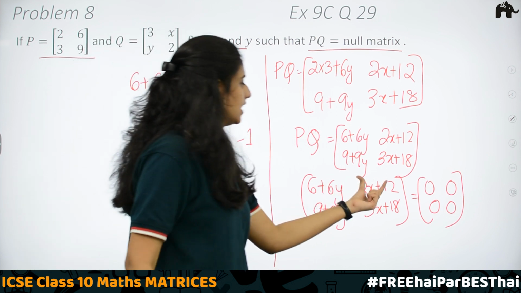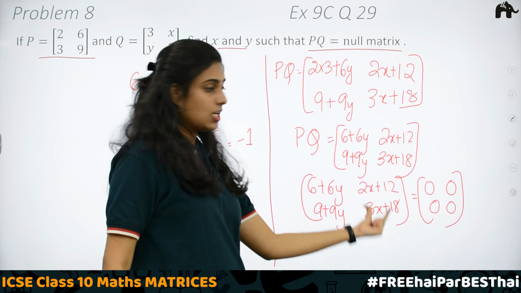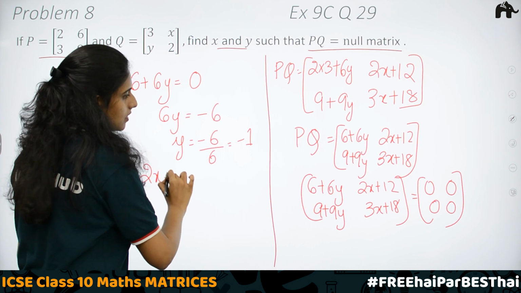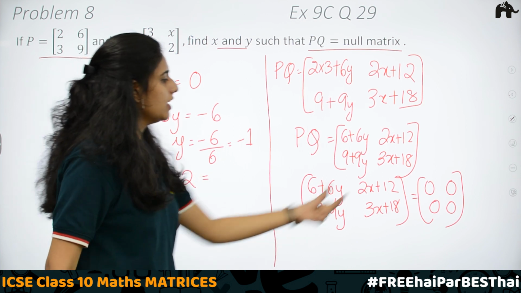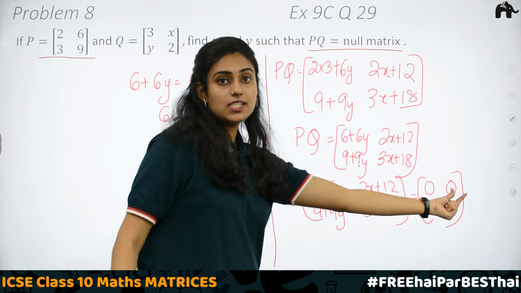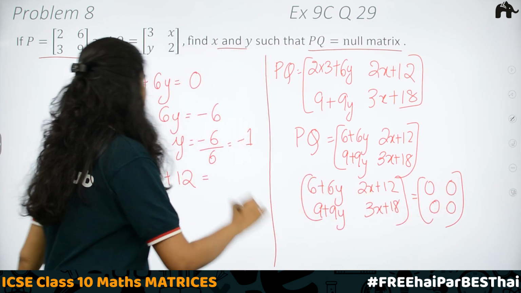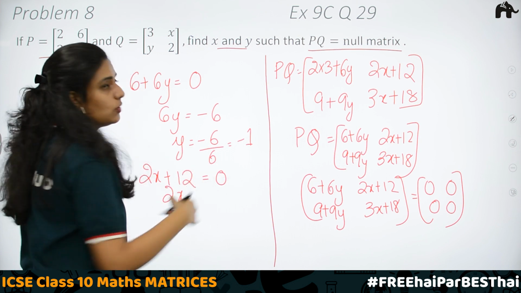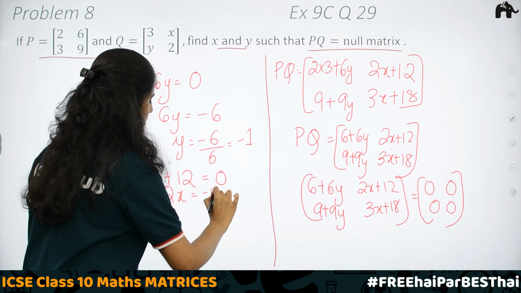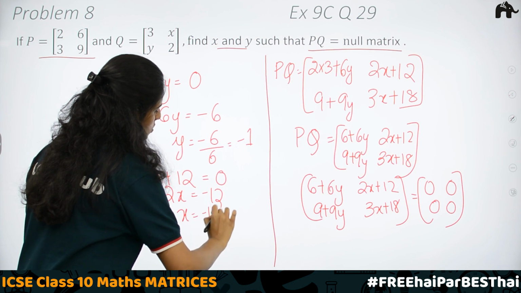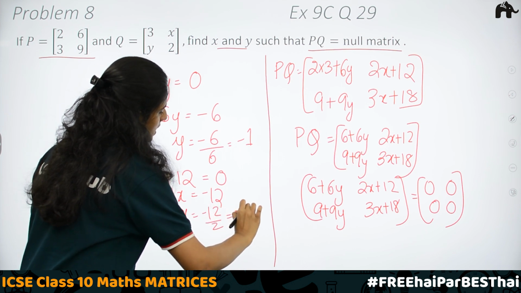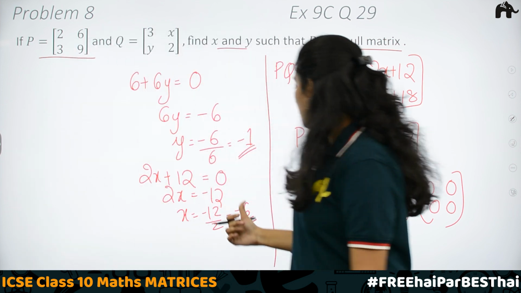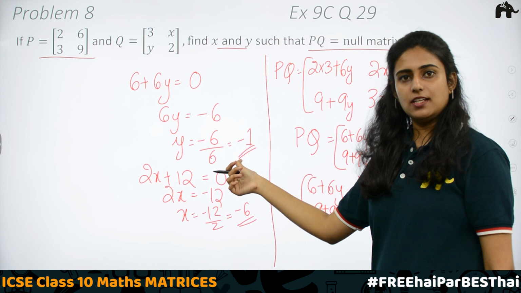Now to get x, either we can take this element or this element. Both contain the variable x. Here I am taking 2x plus 12. 2x plus 12 will be equal to 0. This is the second element of the null matrix. 2x is equal to, taking 12 to the opposite side, minus 12. And x is equal to minus 12 by 2, which is minus 6. We got the values of x and y. x is equal to minus 6 and y is equal to minus 1.